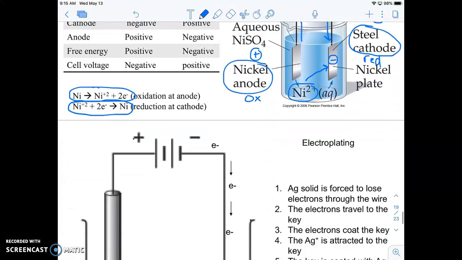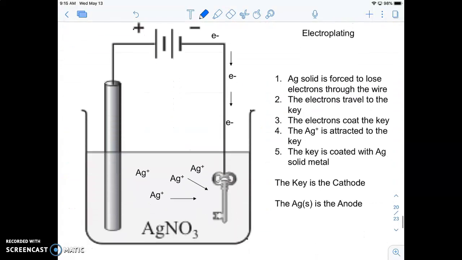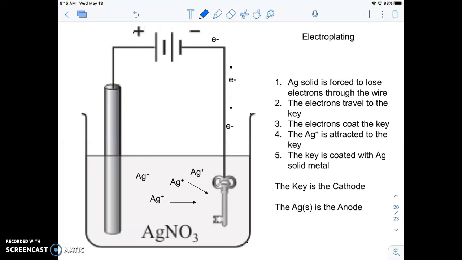So here's another example of electroplating. So another way you can tell what's the anode and what's the cathode, aside from looking at the batteries, you can remember the cathode, it starts with a C, is always the thing that's getting covered.